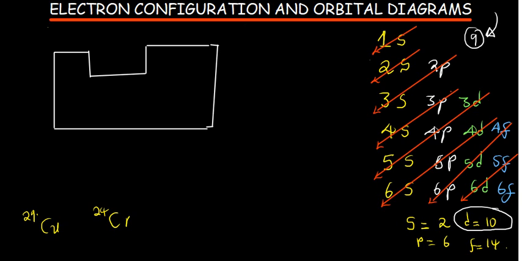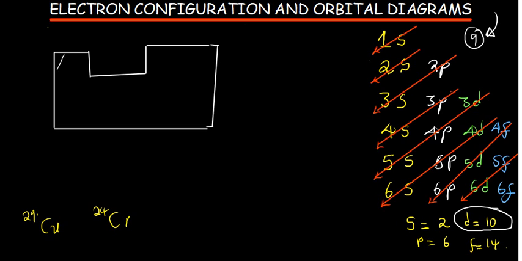Okay, so here is a sketch of the periodic table. What do we call these elements which are here? Transition elements, yeah, they are transition metals. All right, they are transition metals. Okay.